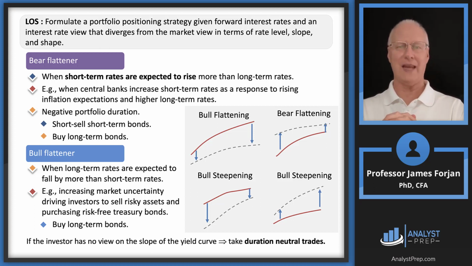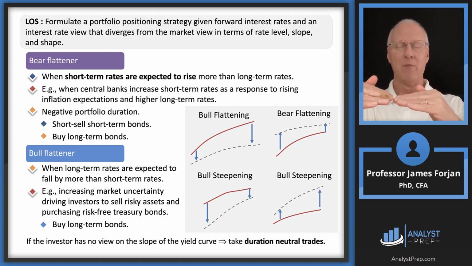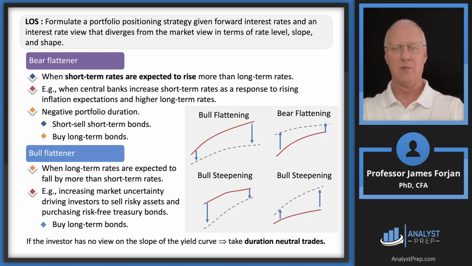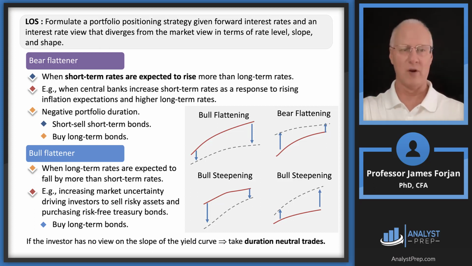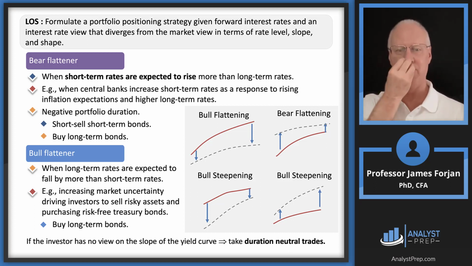So bull flattening, what do we have? We've got this upward sloping yield curve, so we're getting flatter, but what happens? Longer term yields are falling by greater amounts than the short-term yields. So we call this bull flattening because yields fall, all of our bond prices go up, but the longer duration bonds increase by more.